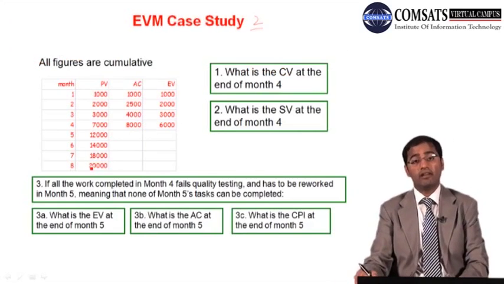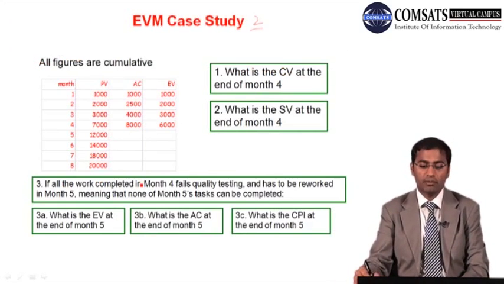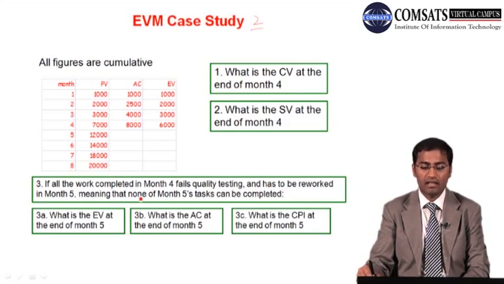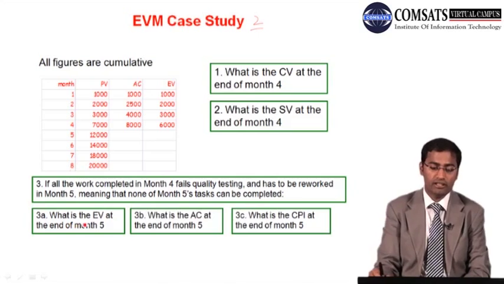Okay, now there is a very important part. If all the work completed in month 4 fails quality testing and has to be reworked in month 5, meaning that none of the month 5's tasks can be completed. So now 3A, what is EV at the end of the month 5?